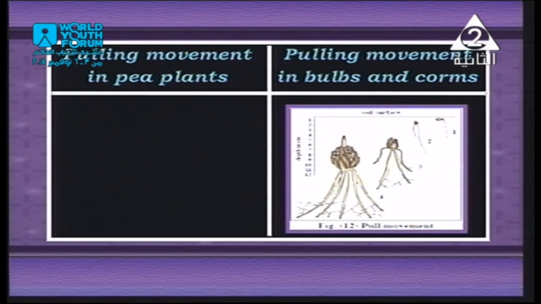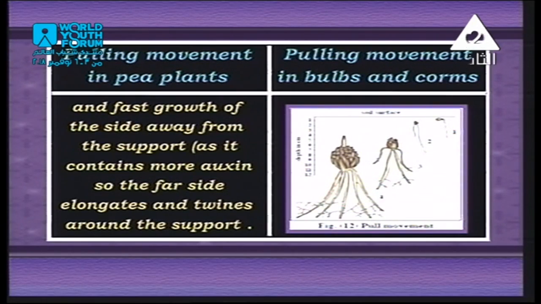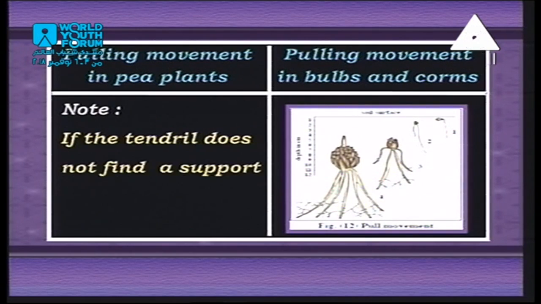On the other side, it contains much more oxygen. So what happens in this case? Fast growth of the side away from the support, the farthest one, causes elongation and twining around the support many times. But remember, if the tendril doesn't find a support, it wilts and dies suddenly.